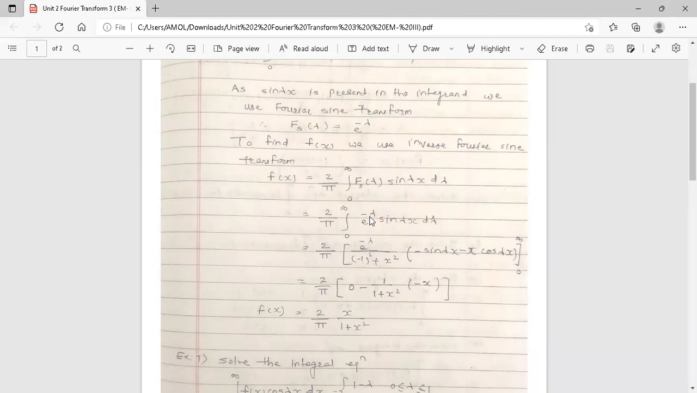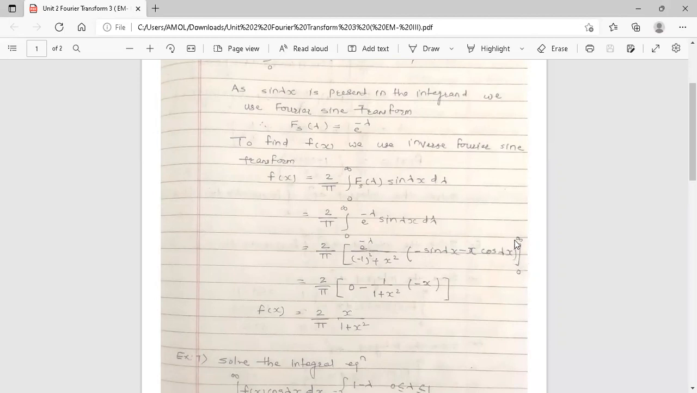A is here -1, so square of -1 squared, plus b is here x, so square of x is x square. Write in bracket a sin bx. A is here -1, so -1 into sin lambda x, minus sin for second term because of the formula, into b cos bx. B is here x, b cos lambda x. Bracket complete, and the limit 0 to infinity.